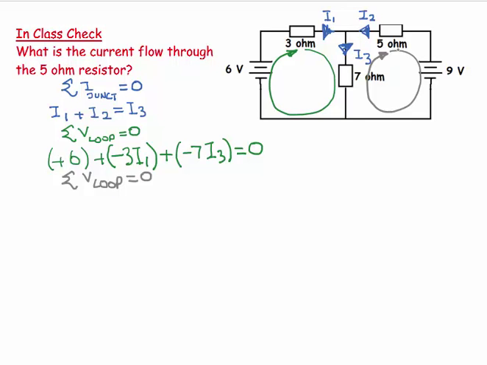And again, which terminal does the loop leave the 9-volt power supply via? Well, it leaves it coming out of the negative terminal. That would be minus 9 volts. And then, it doesn't matter which one of these I take first. Let's take the 7. This is going to be IR again. Well, let's say RI. The potential difference is R times I, which is 7I3.